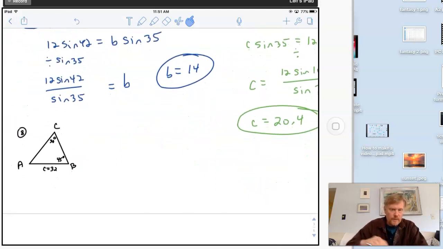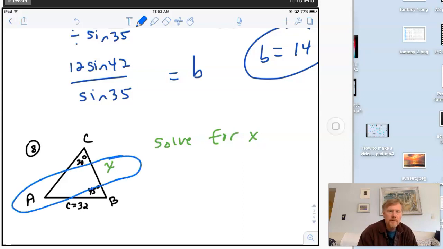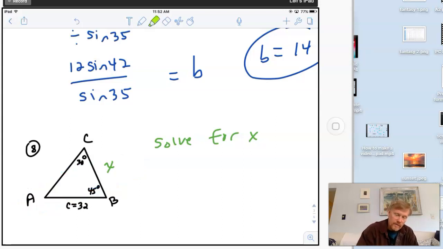good. Next one, number 8. Number 8, let's solve for x. Okay, so in order for me to solve for x, I need the angle across from it. Okay, I see I have a value and an angle and a side opposite where I know both of them, which is great. But I need one more piece of information. I can't use the 45, though. I'm going to use the 45 to find angle A.